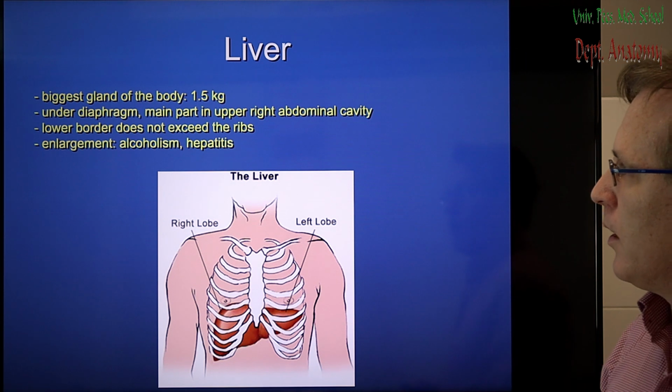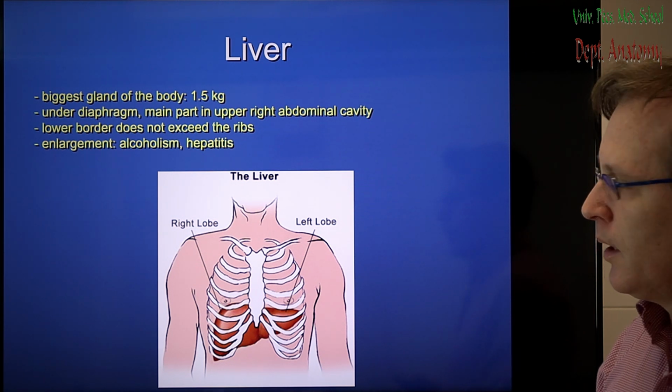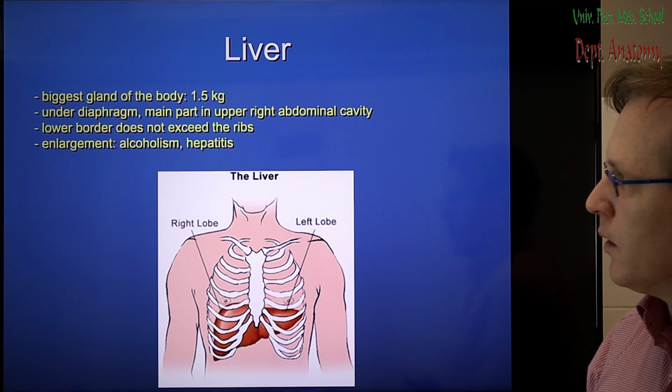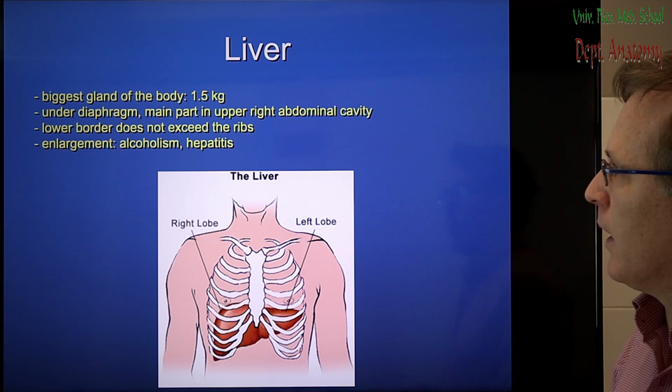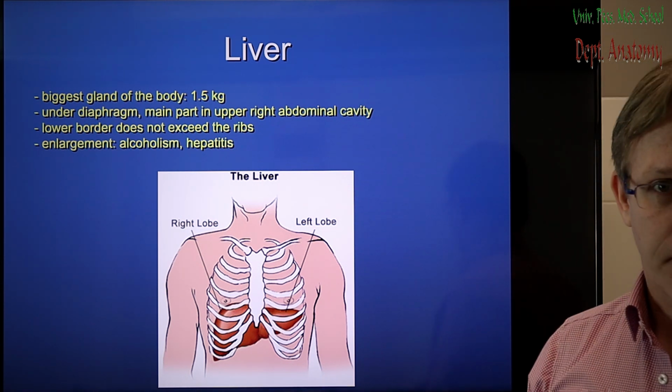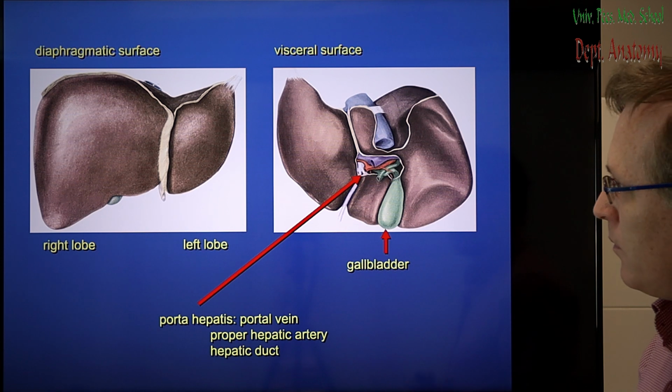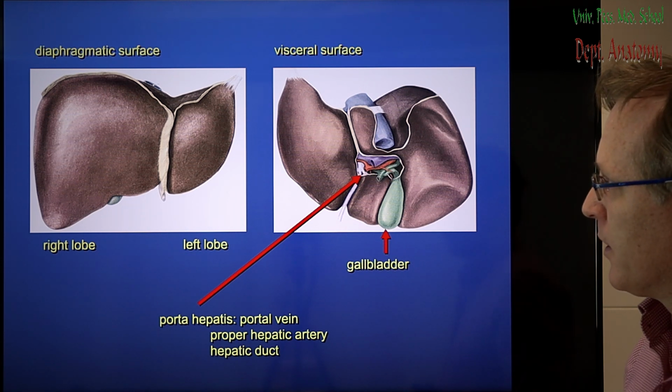In case of alcoholism or hepatitis, the liver will be bigger. This is the liver enlargement, and thus exceeds the ribs on the right side. The liver has two different surfaces.